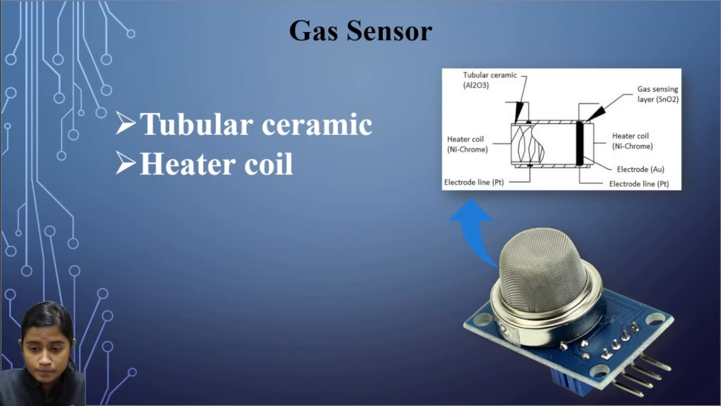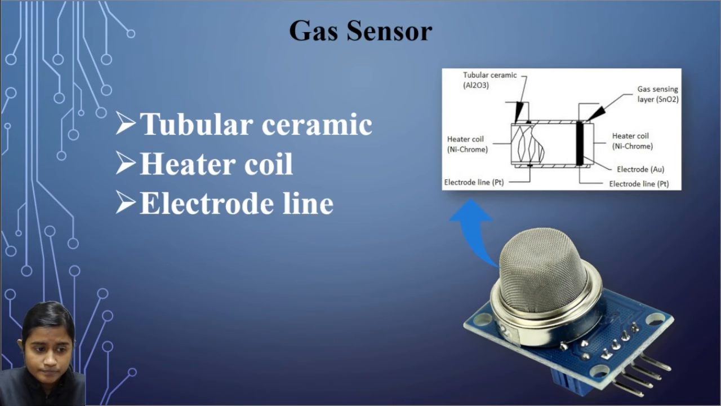Heater coil. The purpose of the heater coil is heating the sensing element so that the sensitivity and efficiency of the sensing element increases. It is made up of nickel chromium, which has a high melting point so that it can stay heated up without melting. Electrode line. As the sensing element produces a very small current when the gas is detected, it is important to maintain the efficiency of carrying those small currents. So platinum wires come into play, helping in moving the electrons efficiently.